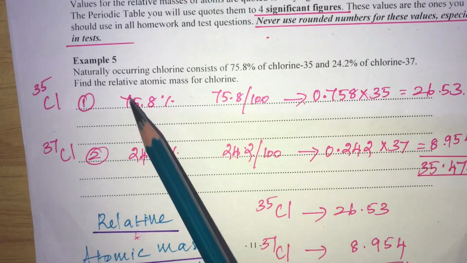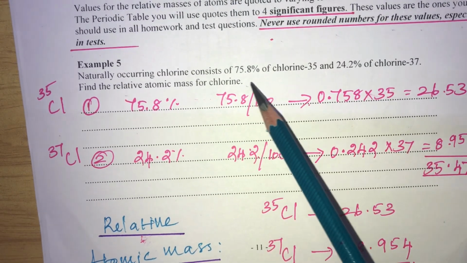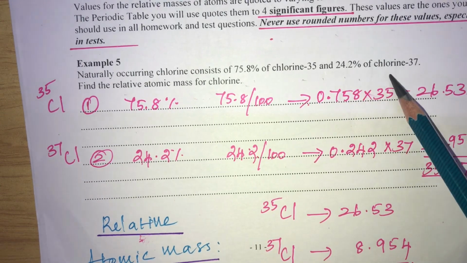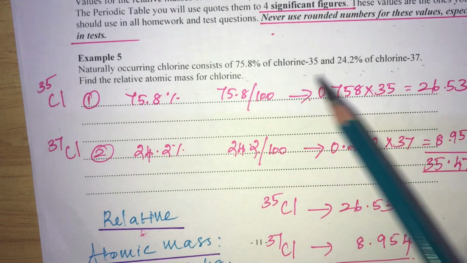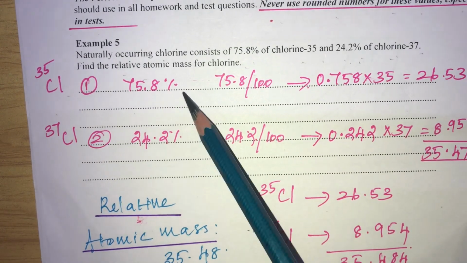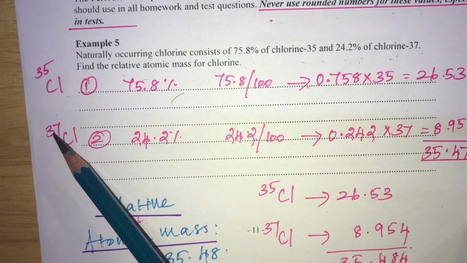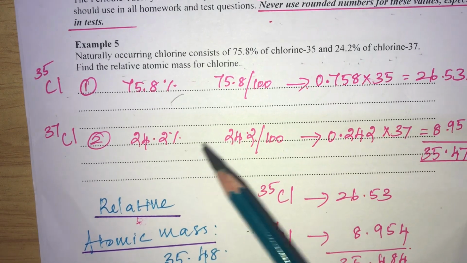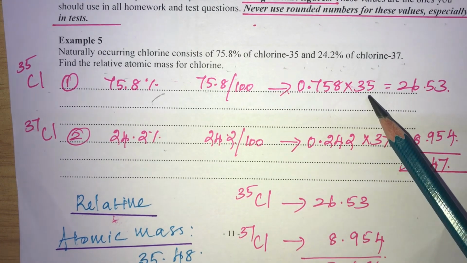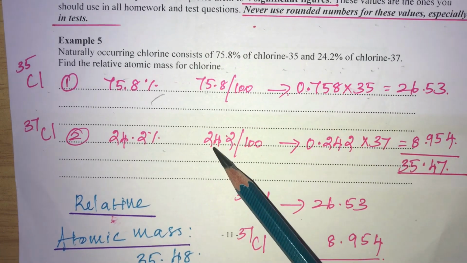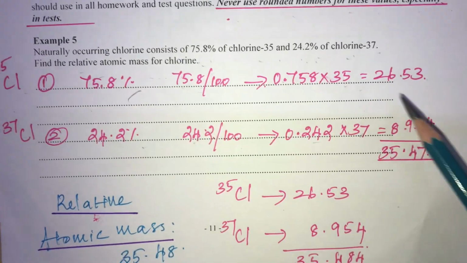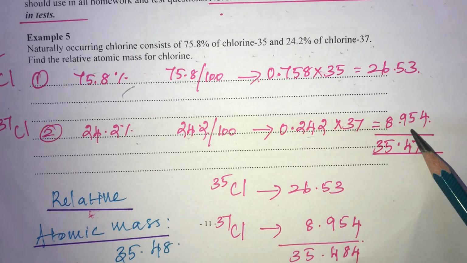Here the question: naturally occurring chlorine consists of 75.8% of chlorine 35 isotope and 24.2% of chlorine 37 isotope. Calculate the relative atomic mass. Chlorine 35 isotope is 75.8, chlorine 37 isotope is 24.2. So 75.8 percent of 35 and 24.2 percent of 37. Here the values arrive as 26.53 and 8.954.